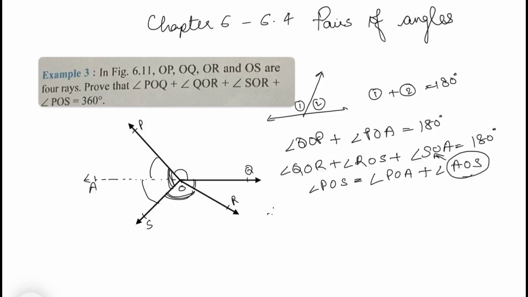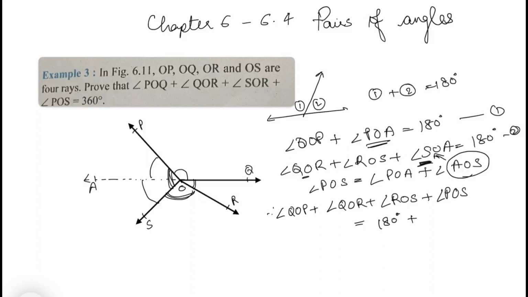Therefore, we'll add these two equations. So you have angle QOP plus angle QOR plus angle ROS, and you have these two terms left, which is equal to angle POS. So we've added the left hand sides. Now we'll add right hand sides. 180 degrees plus 180 degrees, you get 360 degrees.